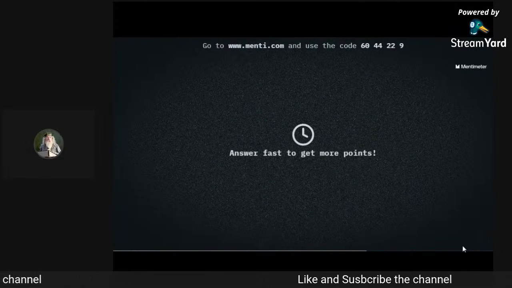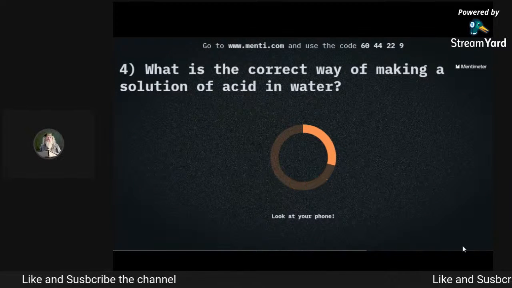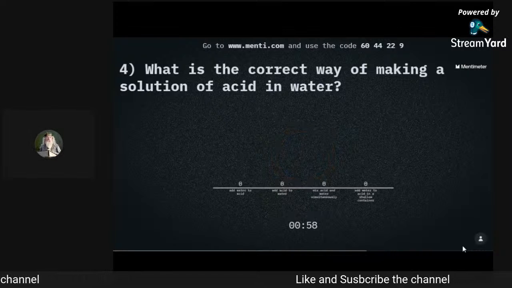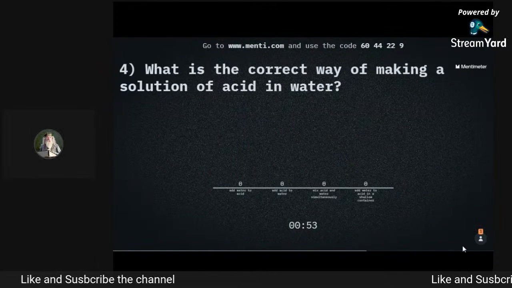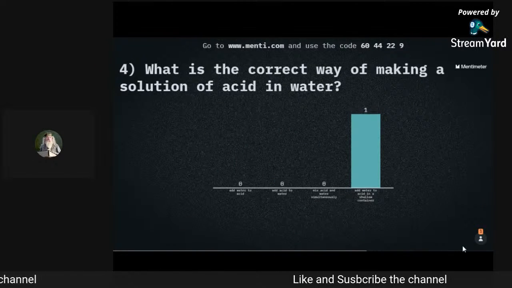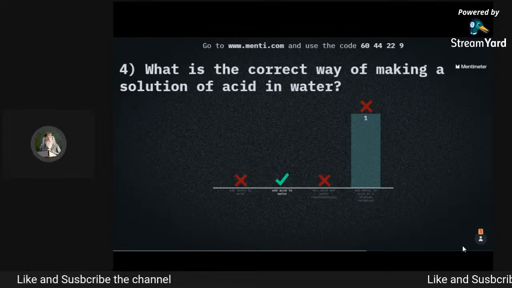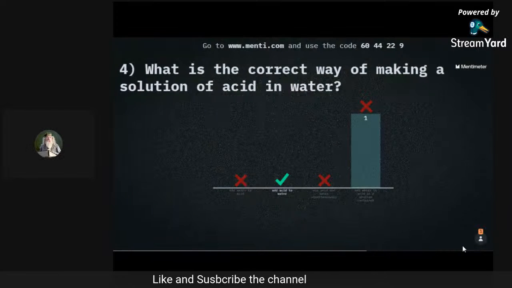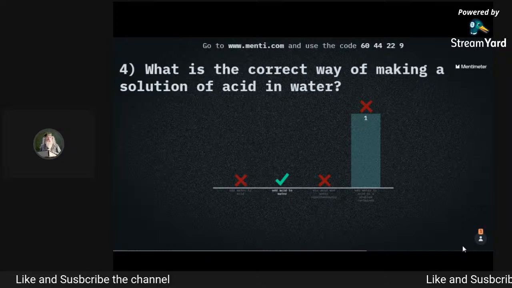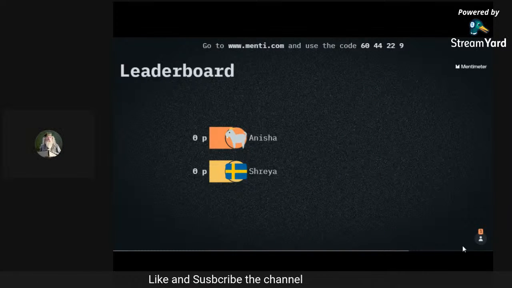Next question. Question 4. What is the correct way of making a solution of acid in water? No, no. Whenever you make an acid solution, first you take the water, then you add acid to the water, not the water to the acid, because it will create an explosion. We add acid to water, we don't add water to acid. The leaderboard is still 0-0. I don't know what the problem is.